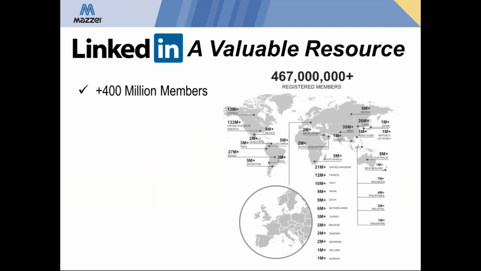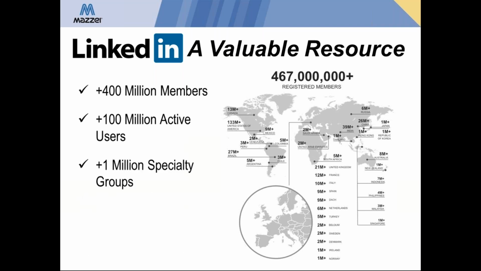So first of all, there's 400 million members around the world. You can see the map there and where they're concentrated. Obviously, the United States is number one. There's 100 million active users on LinkedIn, so quite a good amount of people looking at what's going on. There's 1 million specialty groups, and I'll talk a little bit more about the specialty groups. And then it's pretty much rated the number one business social networking site. And the fact that it was bought by Microsoft a few years ago, I can't really say that's better or worse, but from my perspective, it's still operating the same as when it was an independent entity.